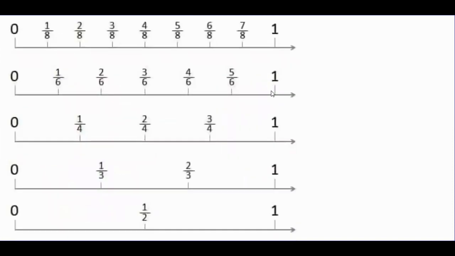Have a look at these number lines. All of them represent the numbers, the distance from 0 to 1. But each number line is divided into different numbers of parts. This number line is divided into 2 parts. So this point is halfway between them, so it is 1 out of 2. The next one is divided into 3 parts, so each part is 1 out of 3.